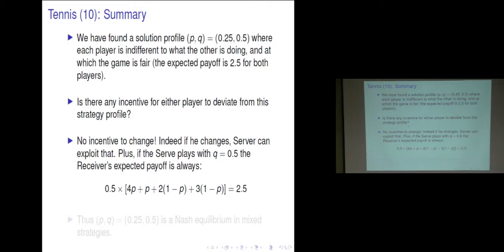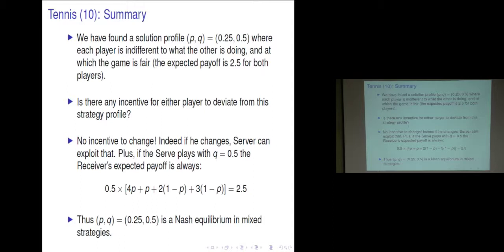Okay, anyway, so this is probably less important. So the conclusion is the strategy profile with the pair P and Q equal to the special spot we found is a Nash equilibrium in mixed strategies. So this is the solution of that particular game.